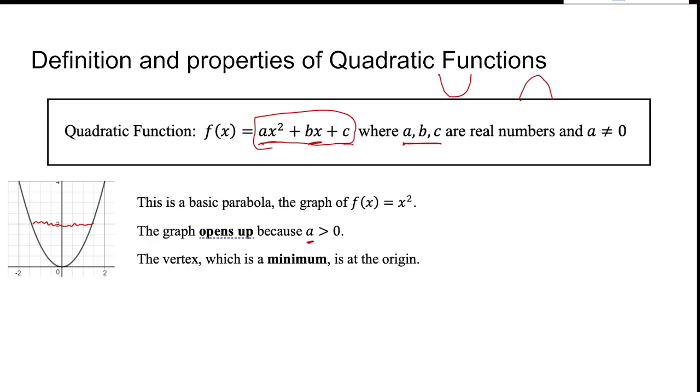Conversely, the other part we're going to see is an important part of quadratic functions is that in this case we have a minimum value. The vertex is the minimum value, it's the lowest value on the graph.